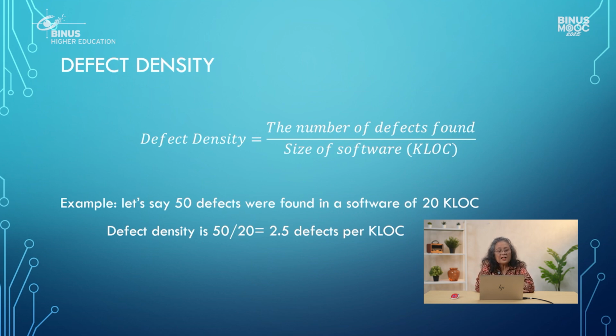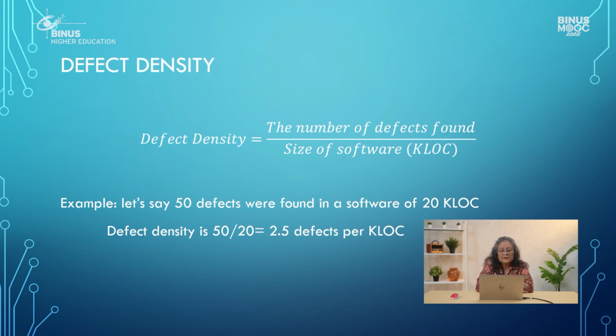And then we can calculate the defect density. After all the reports are collected, we know the number of defects found. So we can calculate the defect density, which is the number of defects found over the size of the software. The size of software is usually in terms of kilo line of code.